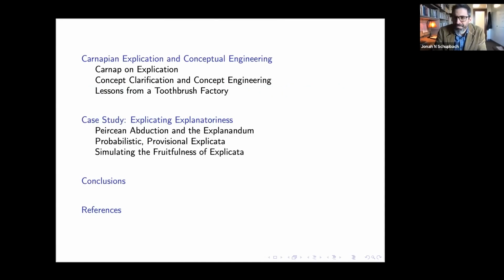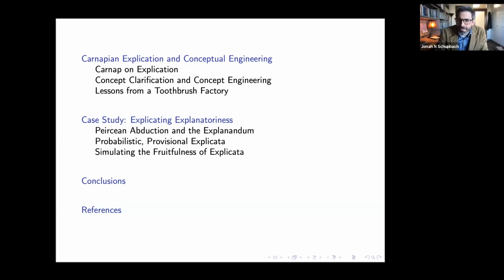I want to start by just having us all remember the modern beginnings of explication. I'm going to very briefly talk about Carnap on explication, at which point we'll talk about different uses of explication, and then we'll focus in specifically on what I call concept engineering. By that, I mean my particular view on what concept engineering is. There's this odd menu item here, lessons from a toothbrush factory. I'll have to explain that when we get there. But truly, I will be drawing some lessons that I learned while working in a toothbrush factory into this talk.